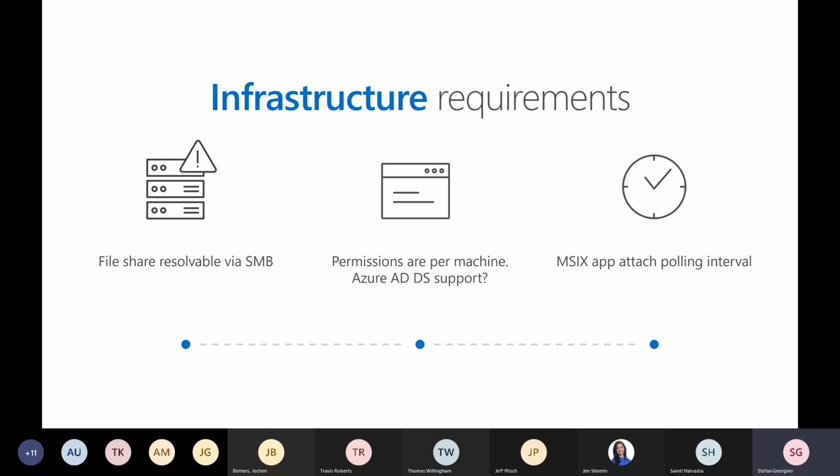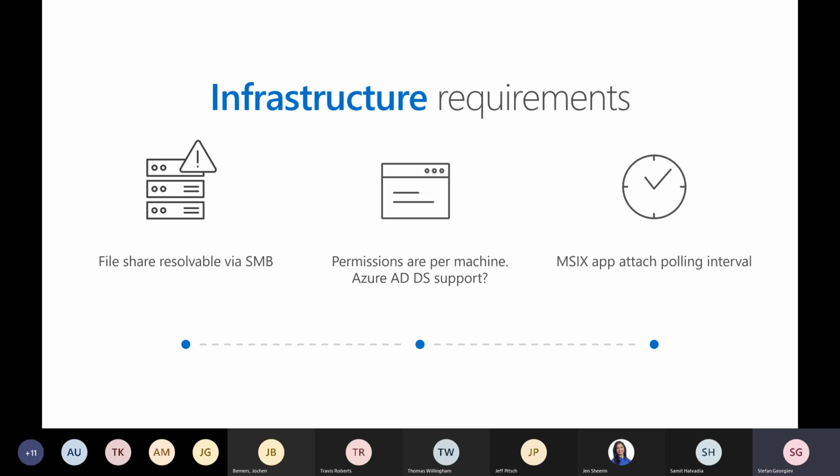Everything else is per machine. Why? Because it makes sense. It's optimal performance. It's the best design that you can do. So instead of having every user opening the file, you open it one time per machine, and then the user shows up. We don't care if they need it or don't need it. It's there. Once we do the registration, they get the access. So the permissions to the file share for MSIX AppAttach are per machine. They're not per user.